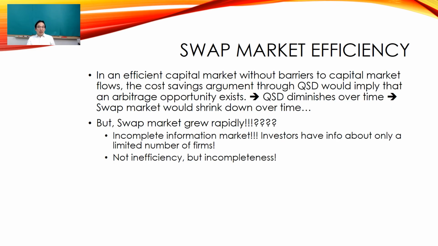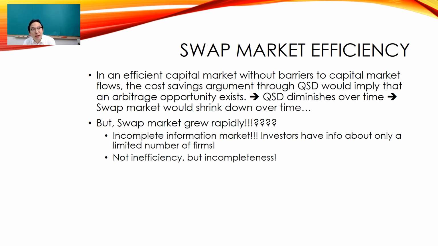In an efficient capital market, without barriers to capital market flows, the cost savings argument through QSD would imply that an arbitrage opportunity exists, okay? QSD diminishes over time accordingly if this is an arbitrage opportunity, and the swap market would shrink over time. But swap market size grew rapidly over time, okay?